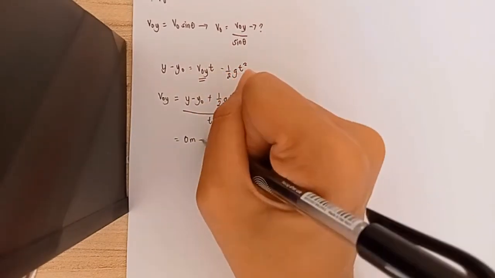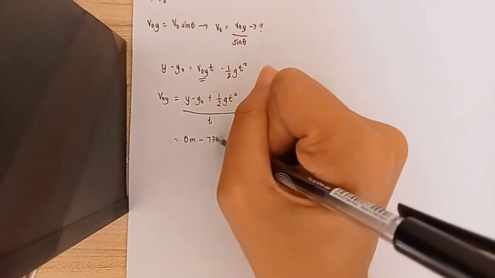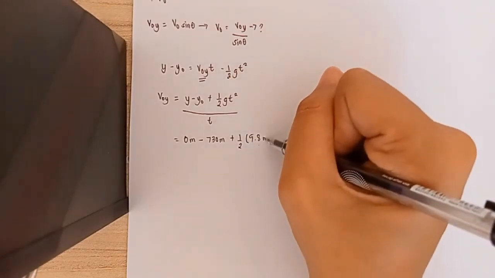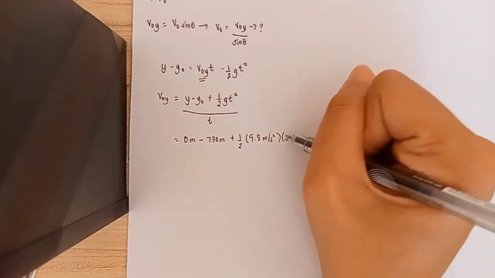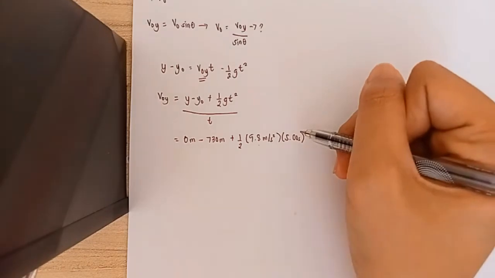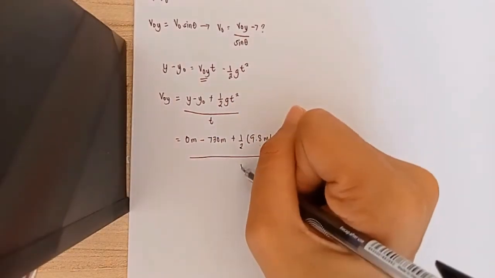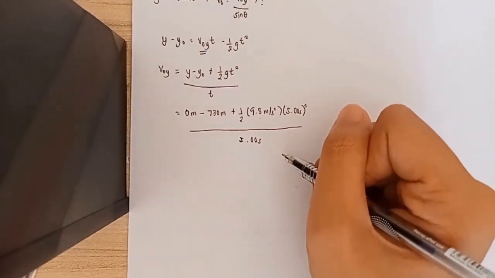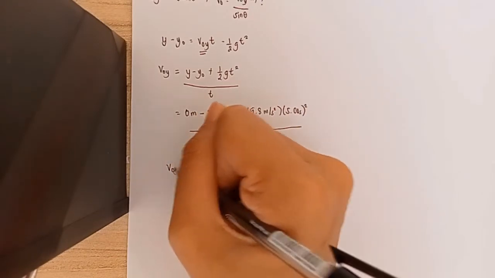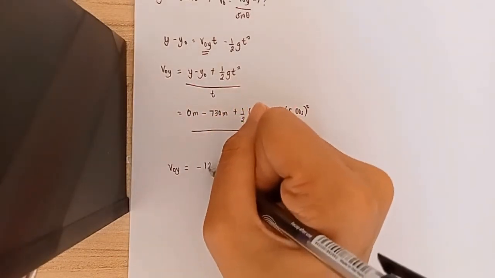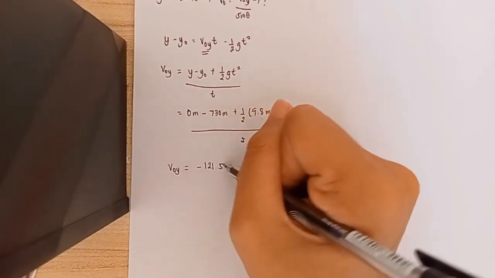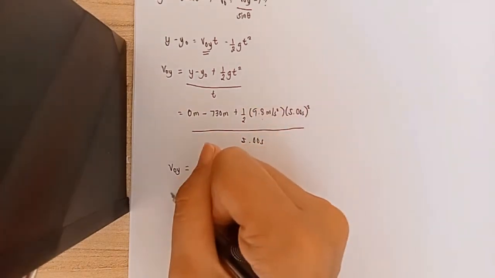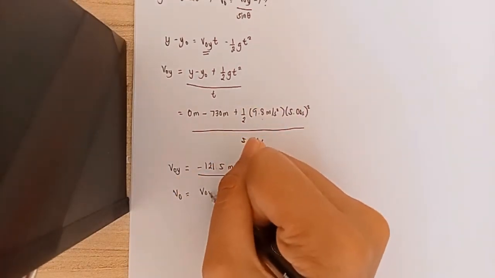Substitution. That will be 0 meter minus 730 meter plus 1/2 multiplied by 9.8 meters per second squared, the time would be 5 seconds squared, all over 5 seconds. So v sub 0y would be negative 121.5 meters per second. So we can now solve for the v sub 0.